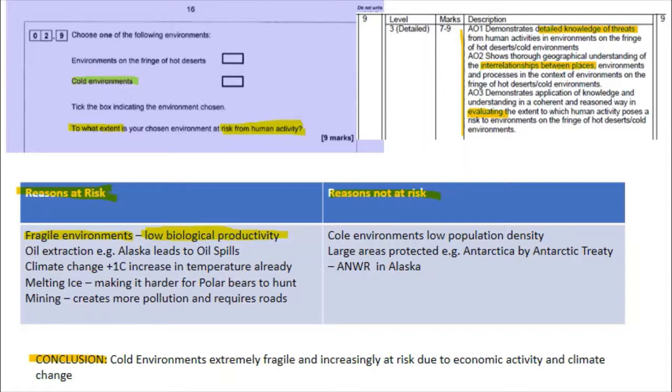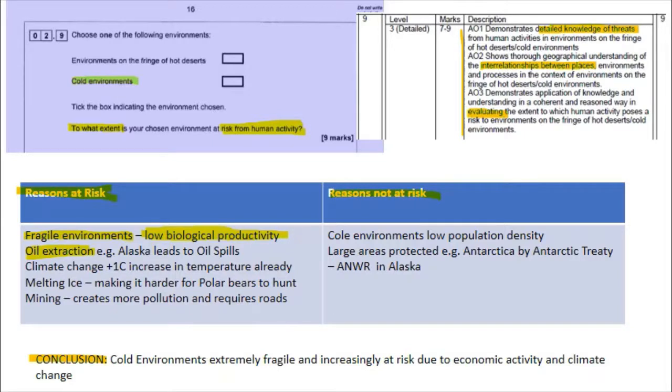And then I just talk about 2 or 3 things that are actually doing damage to it. So for example, I might talk about oil extraction. And I might talk about how in Alaska they're extracting oil, and that leads to oil spills, the Exxon Valdez being the most famous example. That comes back down to that detailed knowledge of threats we were talking about over here.